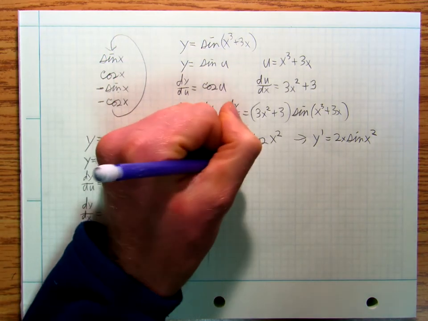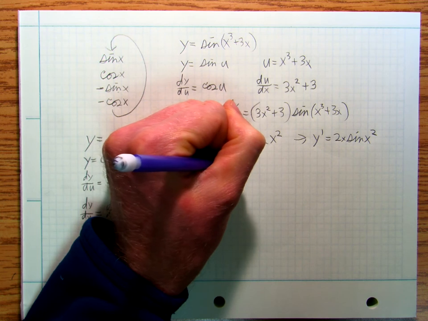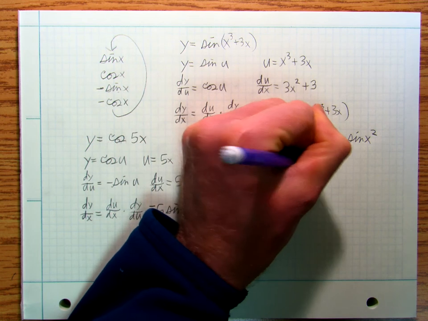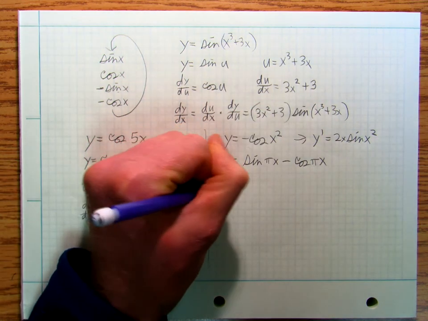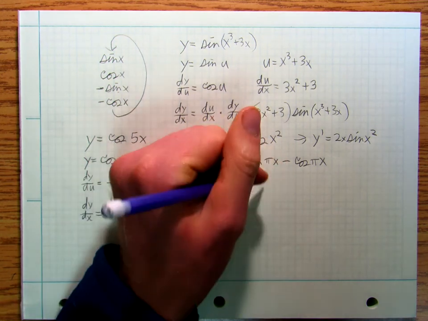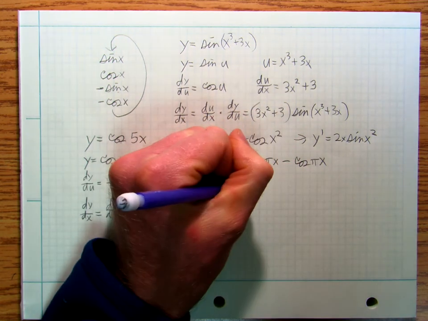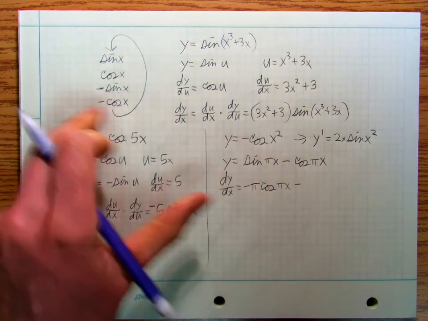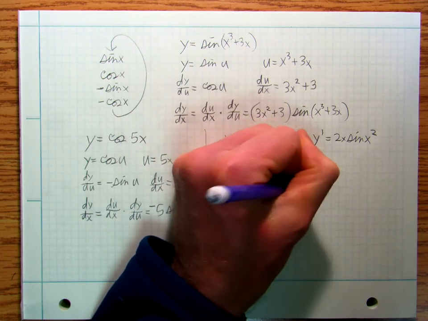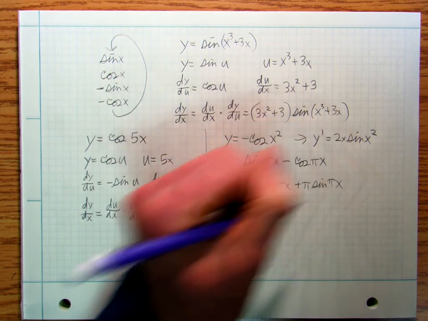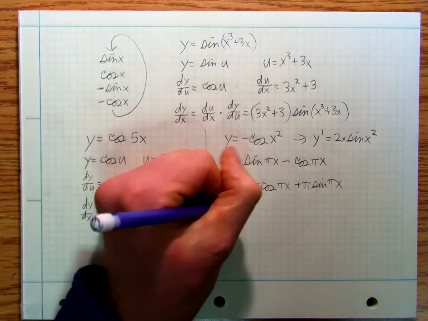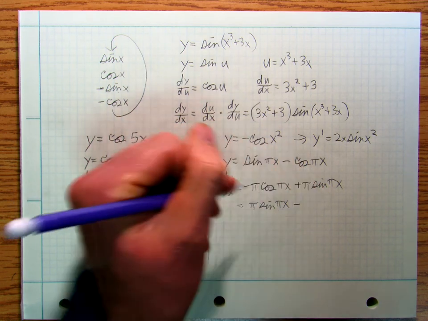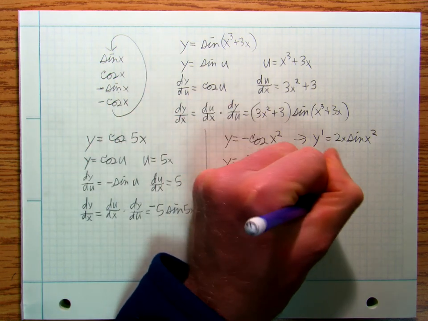And we say y equals sine pi x minus cosine pi x. And we're going to say, oh, I know how to do that. That's going to be negative pi cosine pi x, and then positive pi sine pi x. So it's going to be pi sine pi x minus pi cosine pi x.